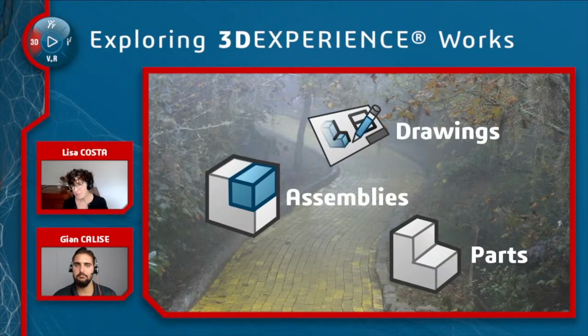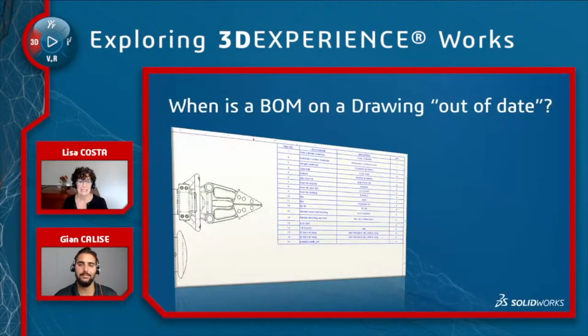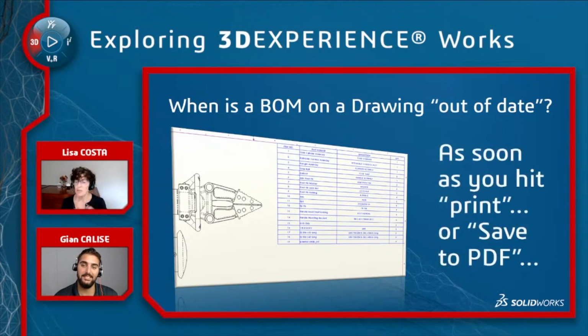Some people think it's about bill of materials. If we think about a bill of material, we've established I've been around for a long time. So one of our running jokes is, when is a BOM and a drawing out of date? Maybe a week? Somebody makes a change. As soon as you hit print, really. Or save to PDF, which is the modern equivalent of printing, right?